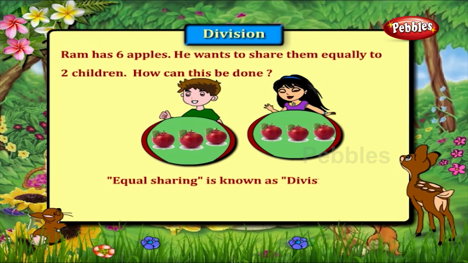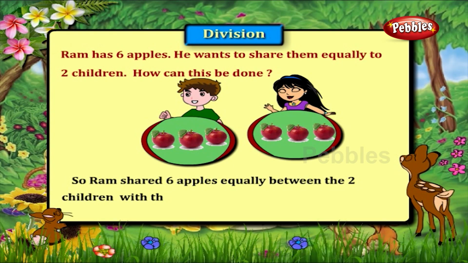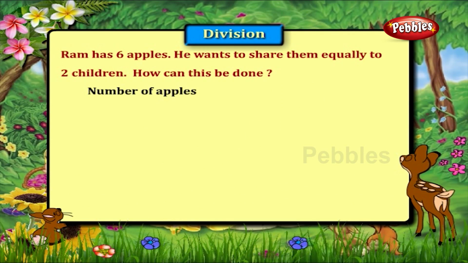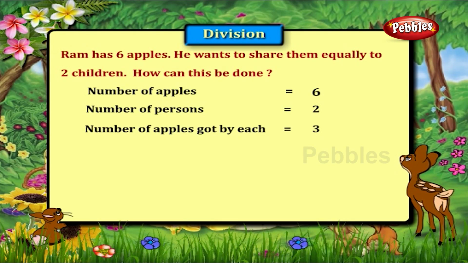Equal sharing is known as division. So, Ram shared 6 apples equally between the 2 children with the help of his sister Vidya, and finally, each child got 3 apples. Number of apples is equal to 6. Number of persons is equal to 2. Number of apples got by each is equal to 3.